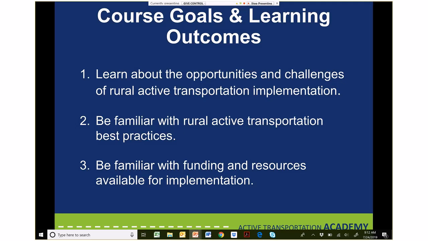We want to be familiar with rural active transportation best practices, so we take a look at best practices both in Ohio and across the nation to learn from people's experiences. And then we want to be familiar with funding and resources available for implementing your rural active transportation programs.